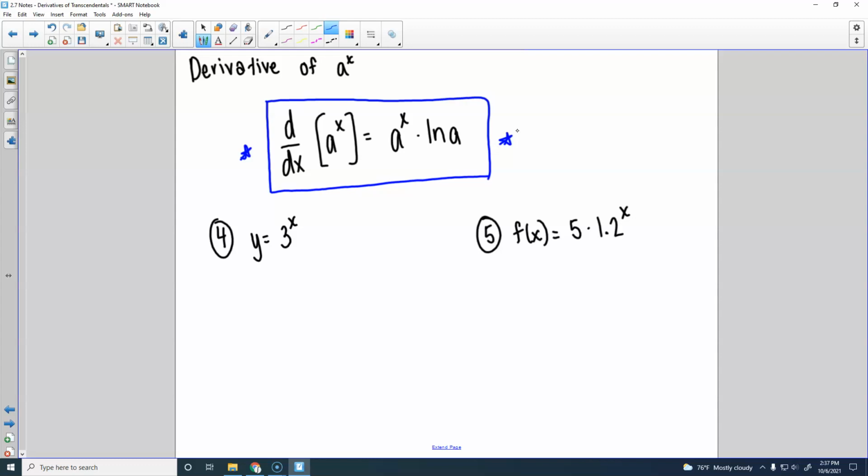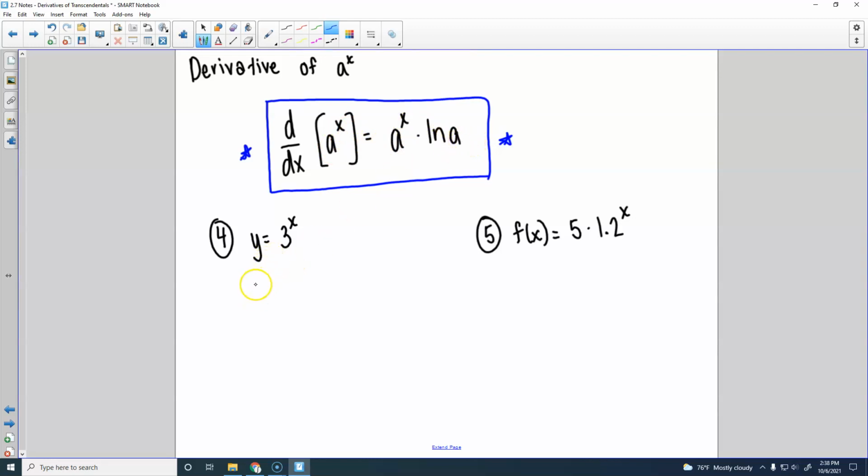Okay, so if we're finding the derivative of 3 to the x, we're going to use this rule here. The a being just any number, the derivative of a to the x is going to equal a to the x times natural log of a.